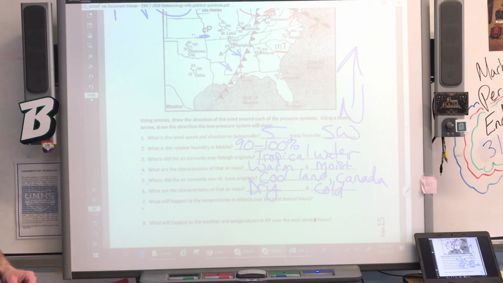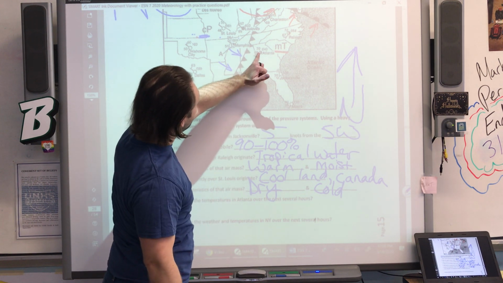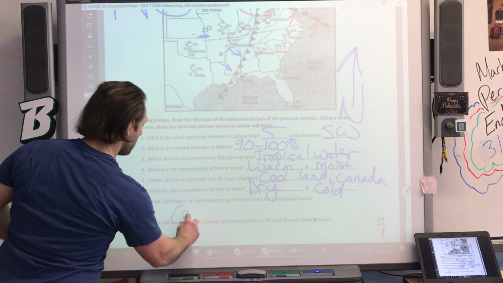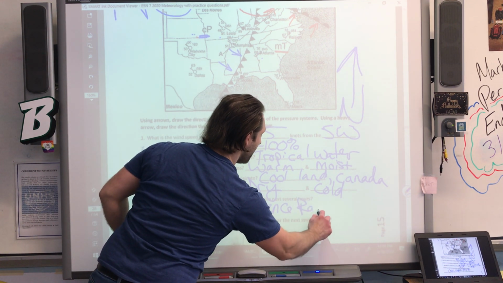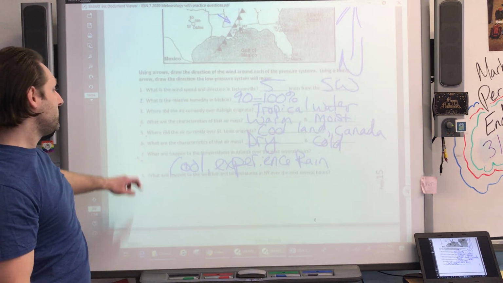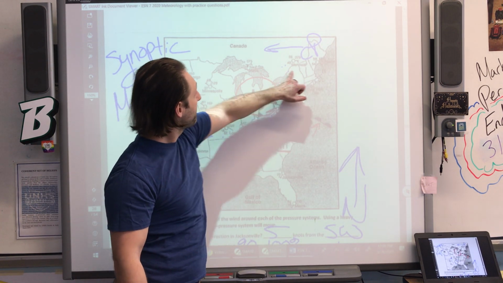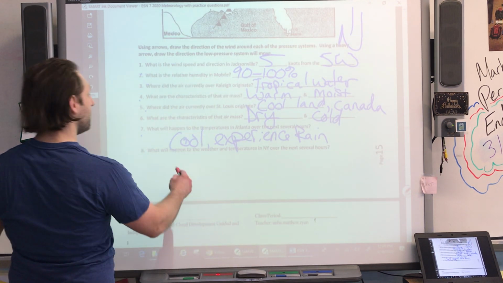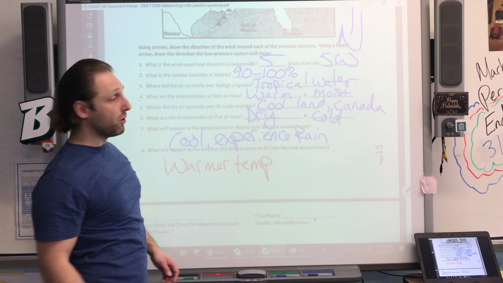What will happen to temperature in Atlanta over the next several hours? So here is Atlanta. Eventually, the cold front will pass it as the whole thing rotates. Atlanta will become cooler and experience rain. And I say rain because the temperatures over here are above freezing. What will happen to the temperatures in New York over the next several hours? So here's New York. It will experience warmer temperatures. And also rain.